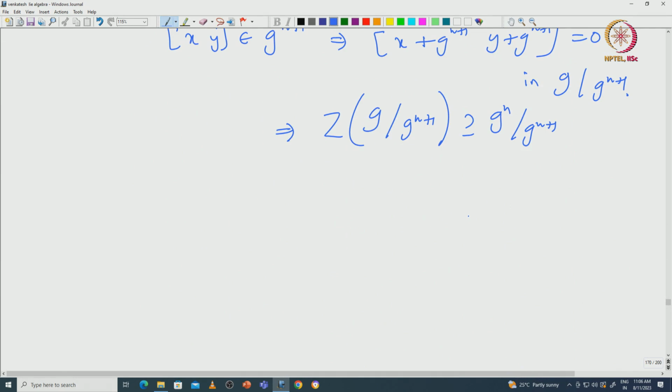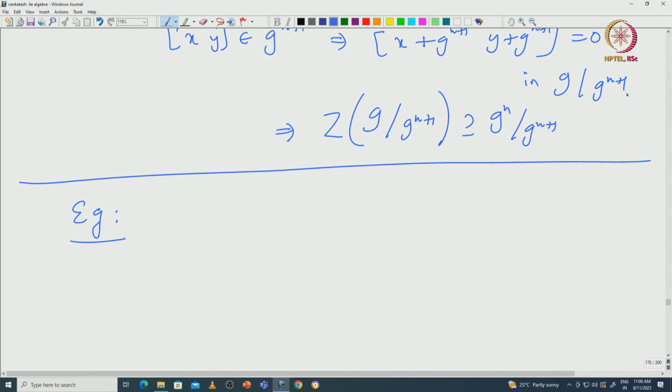So, using this one can also give a characterization for nilpotent Lie algebras. Maybe I will state that in the problem sheet. Okay. Let us move on. So, here is an important example. If we take the strictly upper triangular matrices, that must be nilpotent. Okay. This is a very important example.